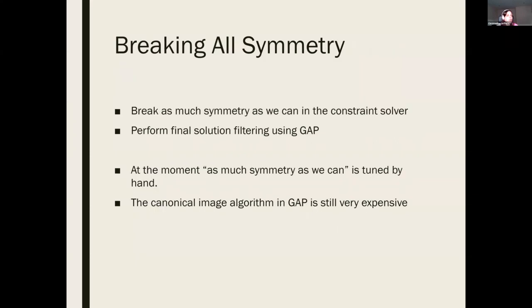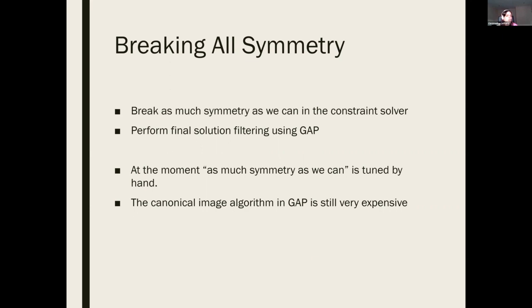So if you want to break all symmetry, basically the idea is we break as much symmetry as we can in the constraint solver, and then we perform final filtering using GAP, using this minimal and canonical images stuff, which is in practice doing another exponential search for every solution. But our hope, and this seems to be true in practice, is they are quick enough that this doesn't cost you a lot. This is too expensive to do at every node of search, but it's not too expensive to do on solutions if your number of solutions is already reasonably small.